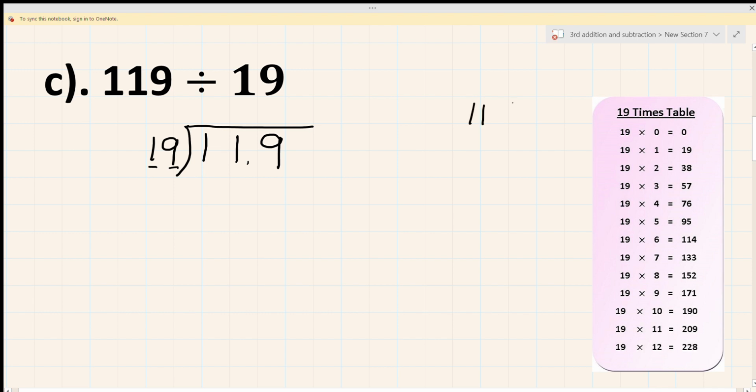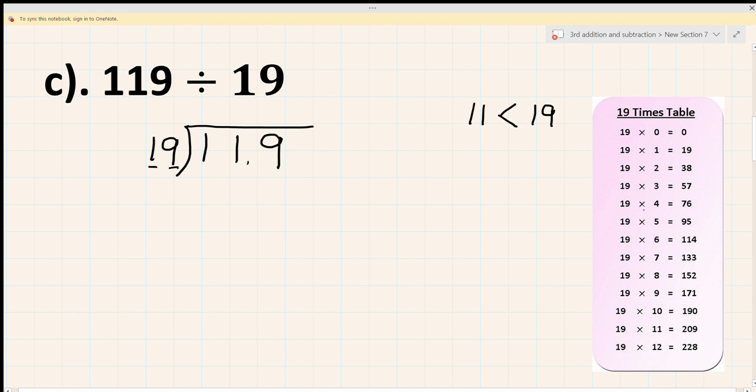But 11 is smaller than the divisor 19. So we cannot divide this. So we have to take the next digit also. That means we have to take 119. And now look into the 19th table. Will you get 119? Let us check.